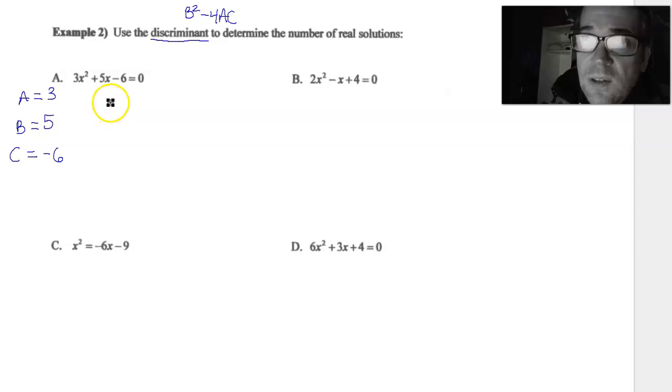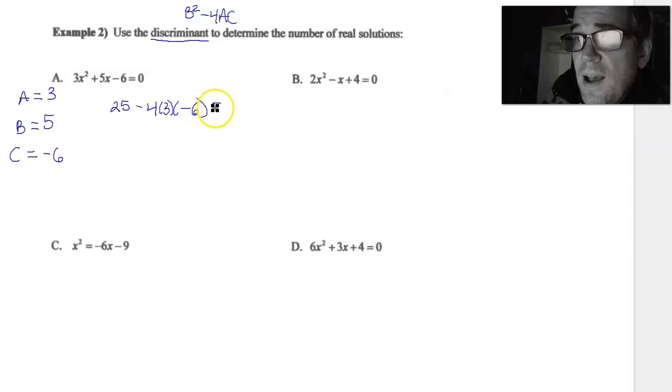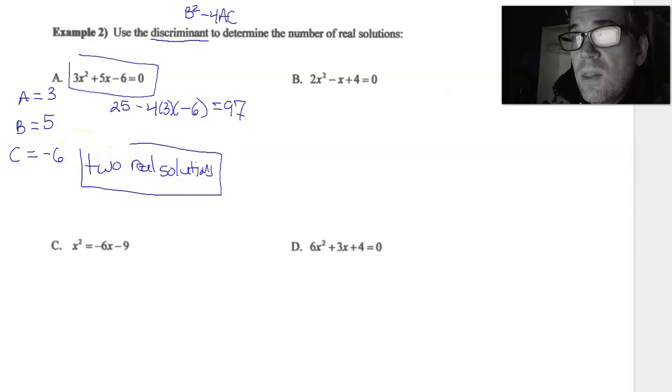My advice always is to square b in your head, minus 4ac. And I would definitely get a calculator out and just type in 25 minus 4 times a times c. I did it when I was off camera, and I got a positive 97. Now what that tells me is that this discriminant is positive, and when the discriminant is positive, the quadratic that made that discriminant has 2 real solutions. Not going to find them. Directions don't say to solve. It just says tell me how many there are.